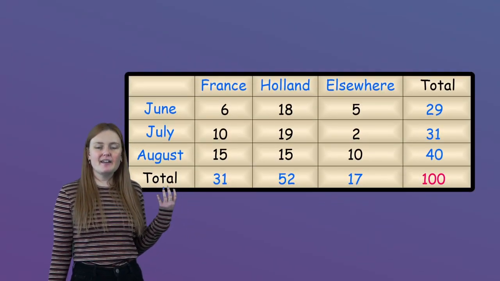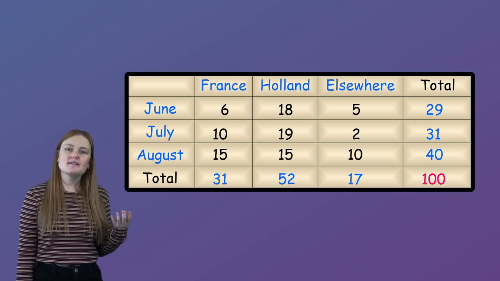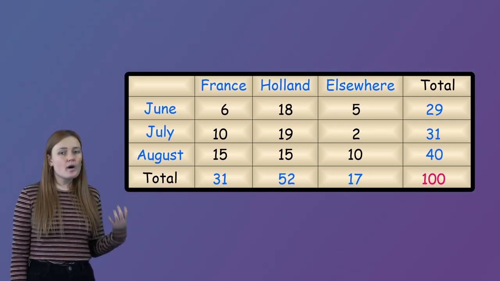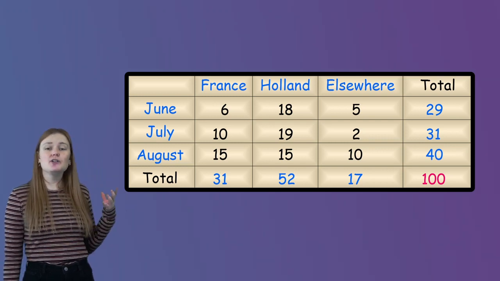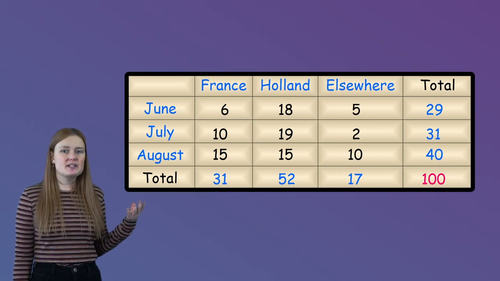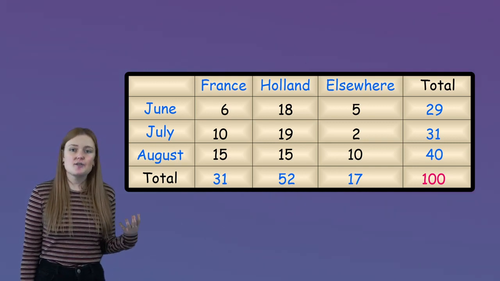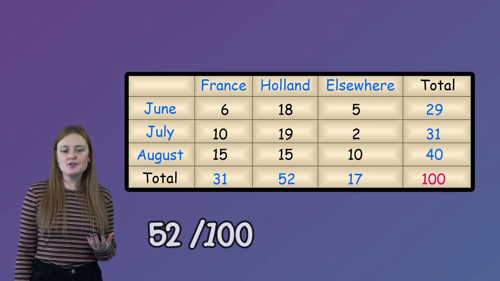We can then also use our two-way tables to answer probability questions. So if I bring back the first table that we looked at, the 100 people that went on holiday, I can answer some probability questions from this. For example, if a person is selected at random, what is the probability that they went on holiday to Holland? So I would look how many people went on holiday to Holland. Well, that's 52 people in total, out of a total of 100 that were asked. So my probability would be 52 out of 100.